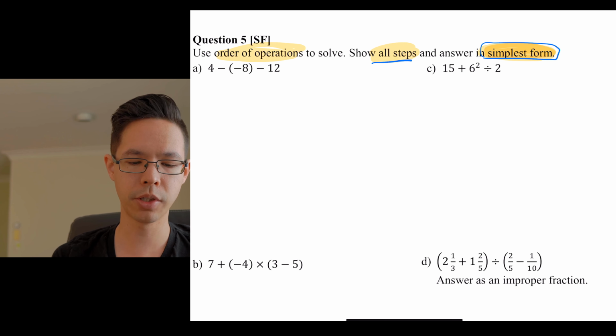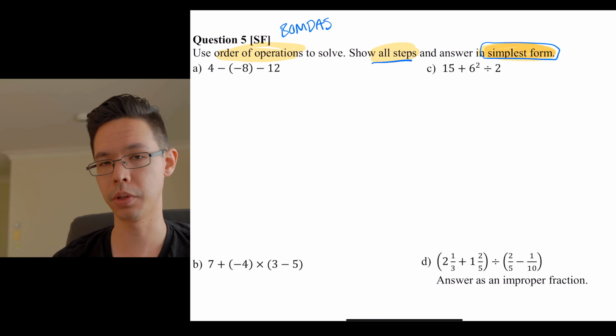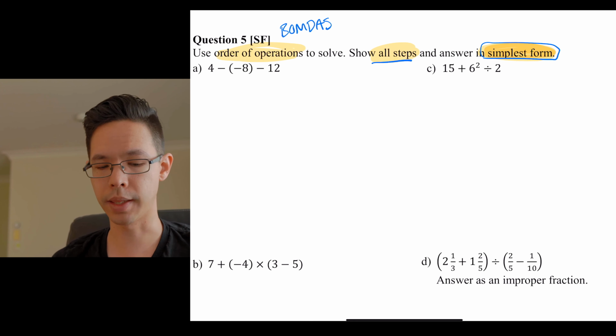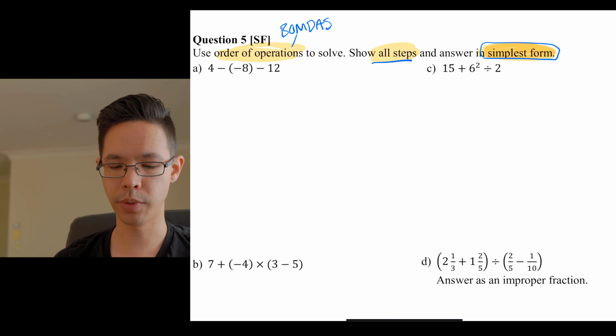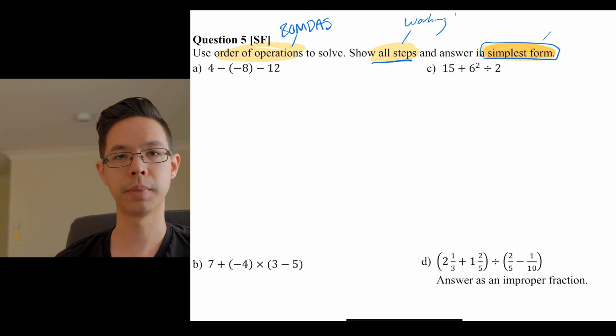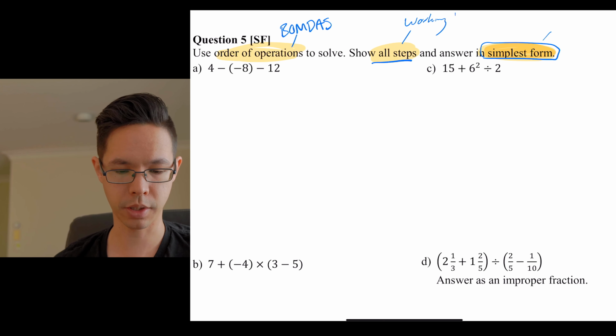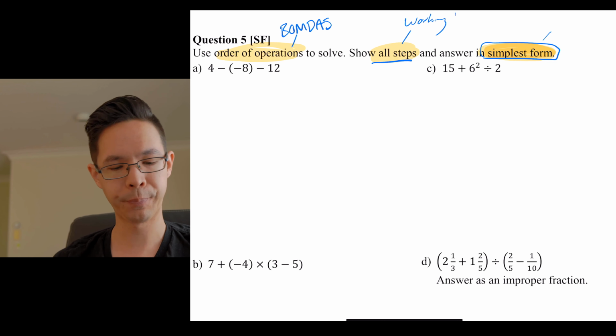So I know I have to use order of operations, which to me means BOMDAS. Now this acronym is different from teacher to teacher. Some people call it BIDMAS or BODMAS or something like that. They're all the same idea. So I'm just knowing that that's what that means for my kids and my group. Showing all steps means working. And simplest form means simplify any fraction we've got if we have any fractions as our answer. Let's go in. I'm going to go through these pretty quickly.